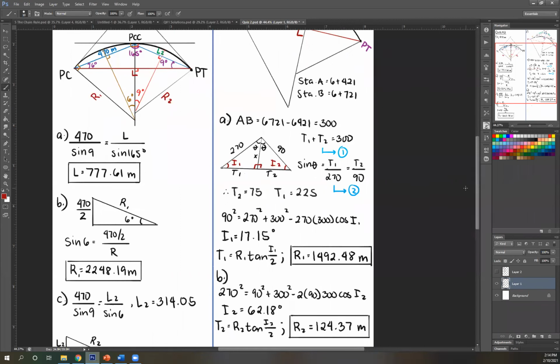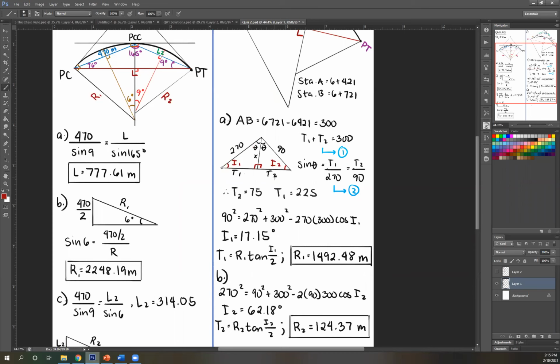My next problem now is solving for I1 and I2. So to solve for I1 and I2, again, you're going to use your triangle. You're looking for an angle. And then look here. This is 270. This is 90. And I already know this T1 plus T2 equals 300. So I know the two sides and the length of one side, and I want to know an angle.